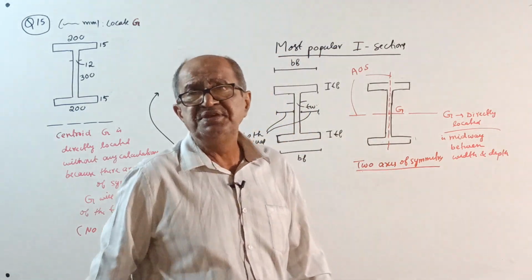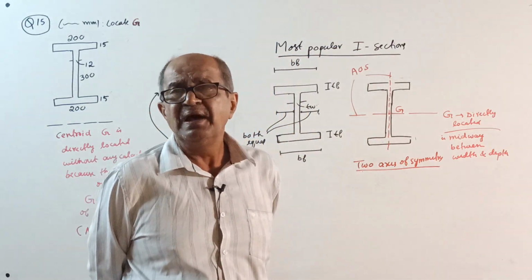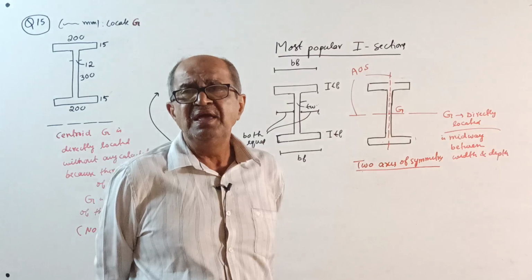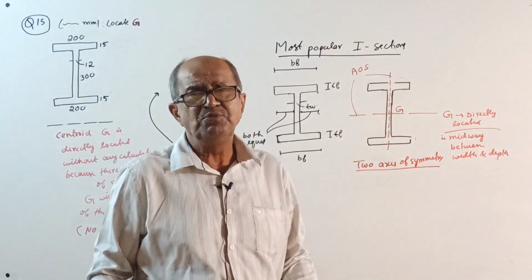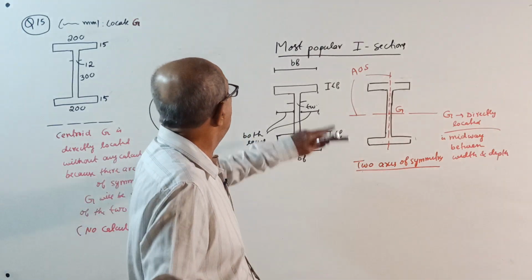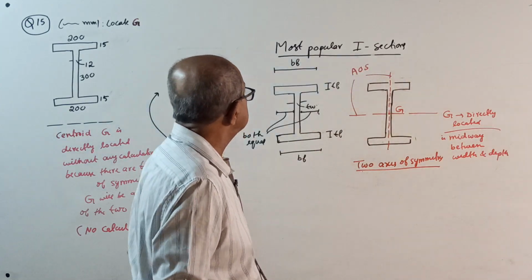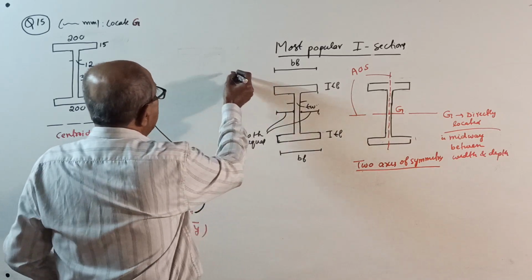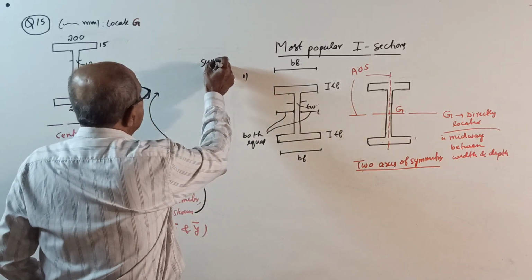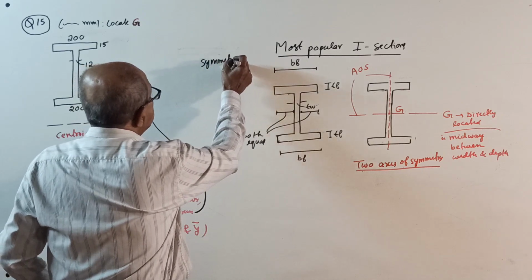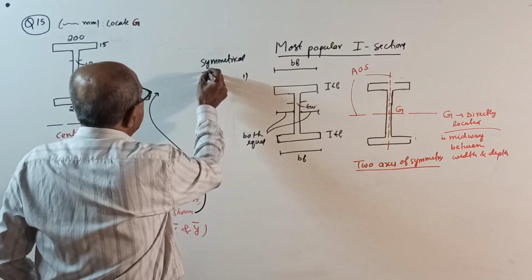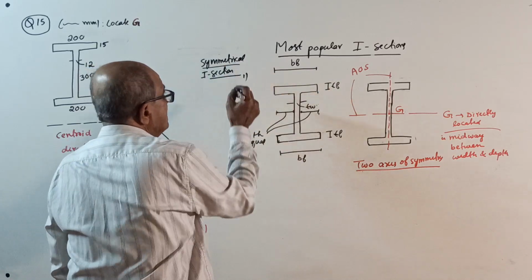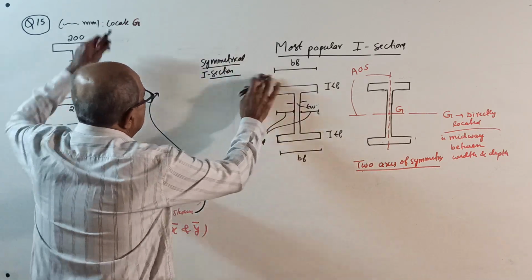Last class we considered I sections. If you remember, random I sections, which actually will not appear in structural engineering calculation. That was only for understanding. Now, most popular I sections. See, one, completely symmetrical I section. One is called symmetrical I section. Symmetrical I section means what?